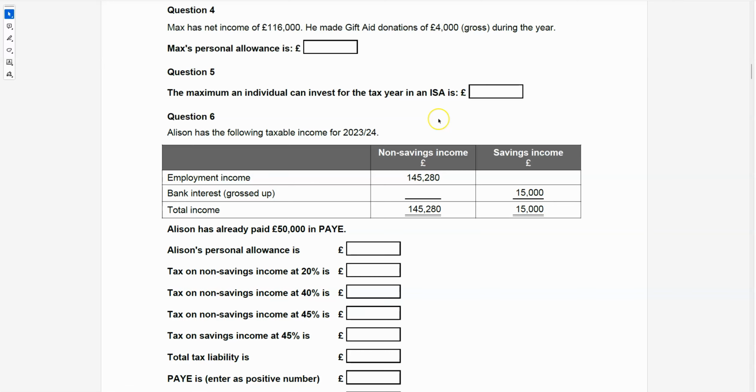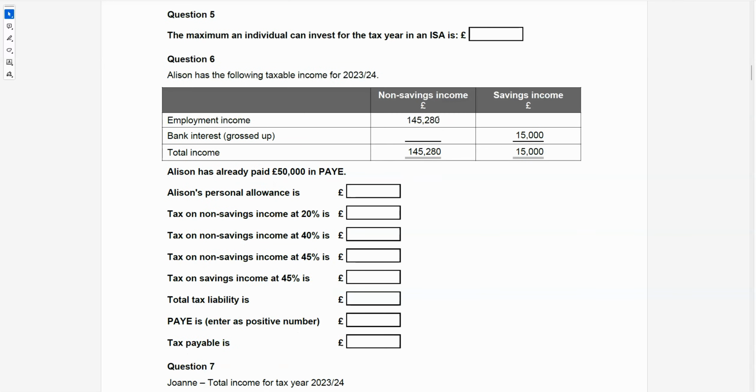Question number 6, we have a little bit more calculation. So let's have a look. Here we have Alison has the following taxable income for 23-24. Okay, so we have a different type of income. You can see non-saving income is 145,280, and the saving income is 15,000. So that's the total for non-saving and for saving.